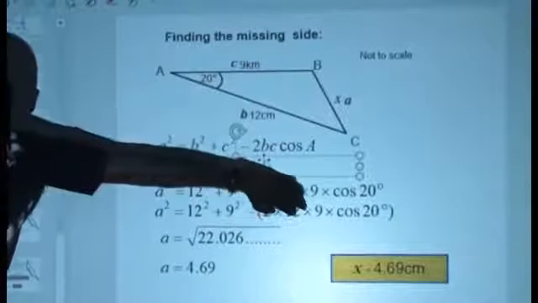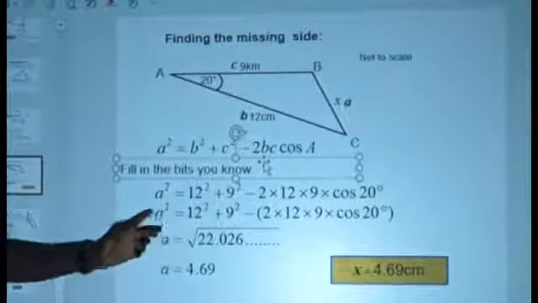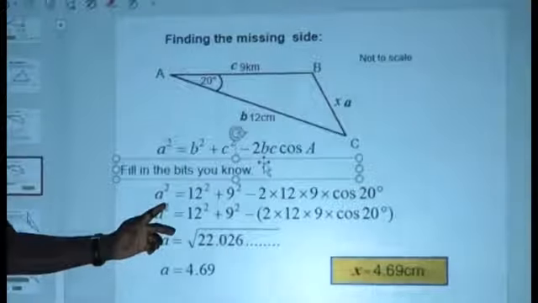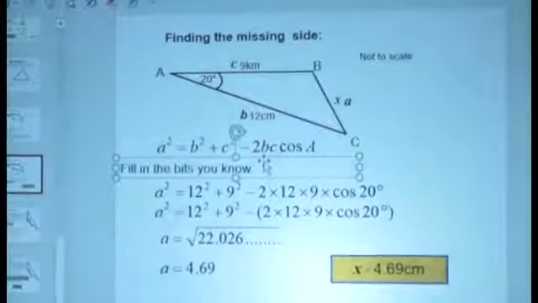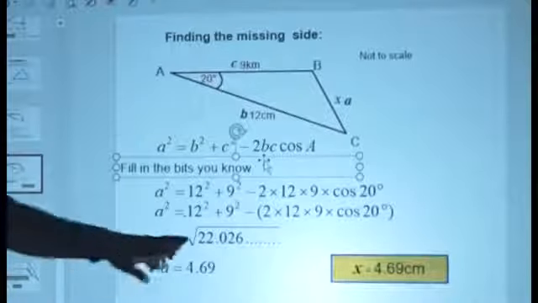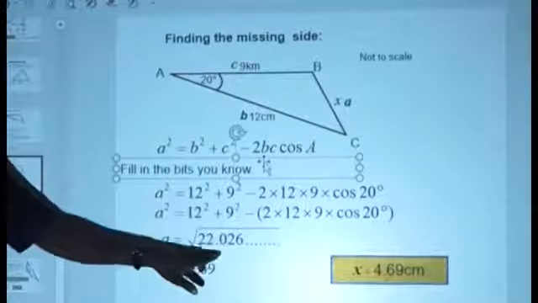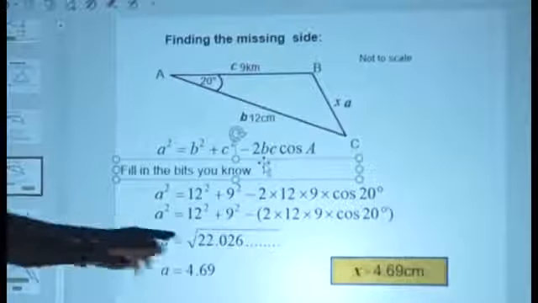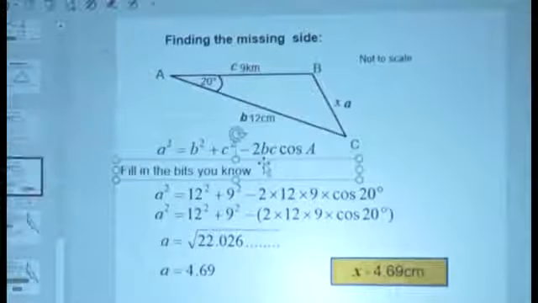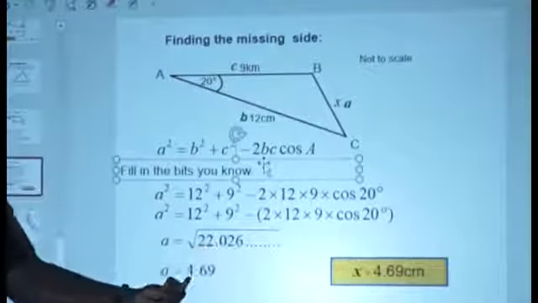Then you now subtract what you have inside the bracket from this, then a squared. And if you are finding a, you find the square root of whatsoever you have got here. If you check your workings, you will discover that you have got 22.06026 and so on. Then we have it up to 3 decimal places.